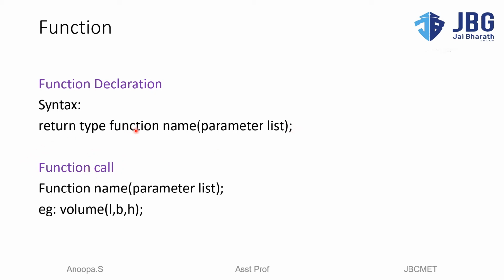Now function call. Whenever we want to execute the function, we should call the function. We call the function by simply writing the function name and passing the parameters. For example, we have written the volume function. When I want to execute volume, I will write the function name volume with parameters l, b, h. In the previous slide we represented them as a, b, c. Here I am giving the parameter names as l, b and h.